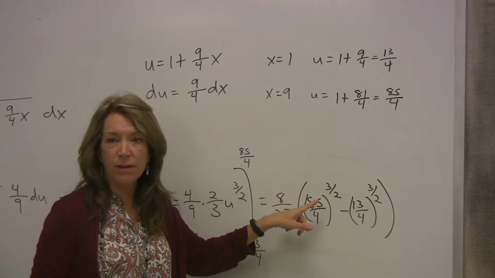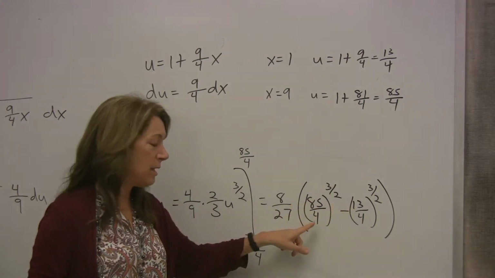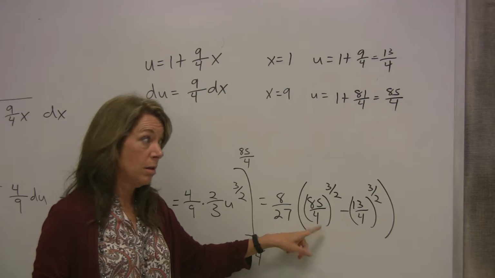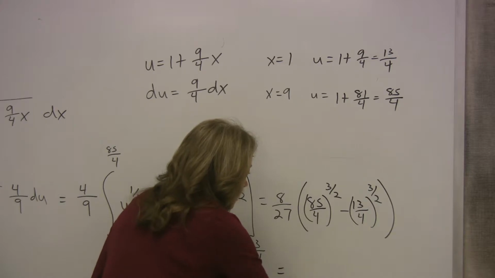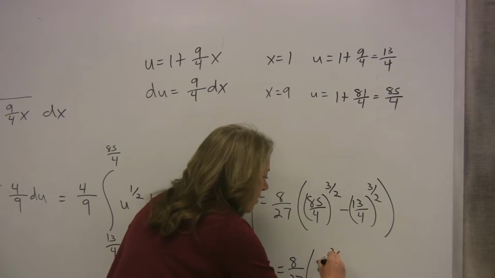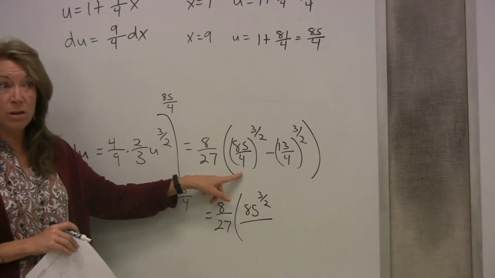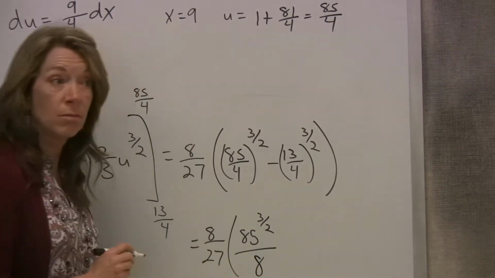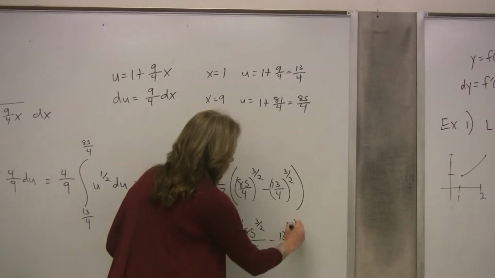Well, 85 is not a perfect square, so I'm kind of stuck with that. And the same with the 13. But these 4s, I can do. Can you take the square root of 4 and then cube it? Yeah, it comes out really nice, actually. 8/27. The numerator I'm kind of stuck with. The denominator, we take the square root of 4, which is 2, and then cube it. So I get 8. And same thing over here, over 8.